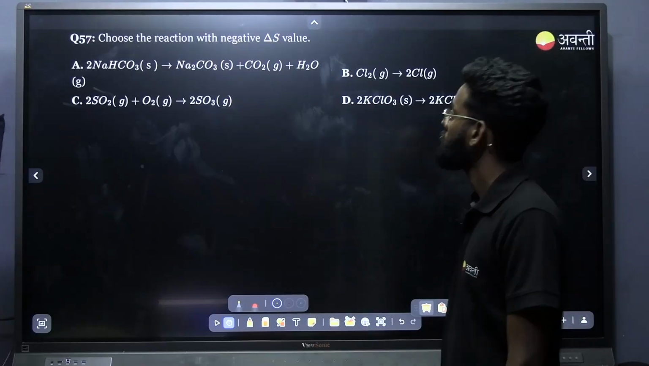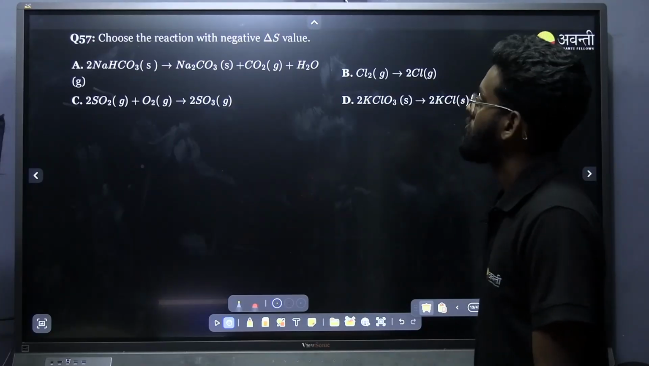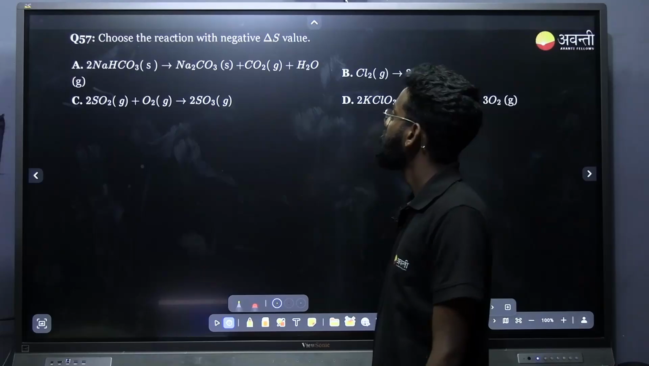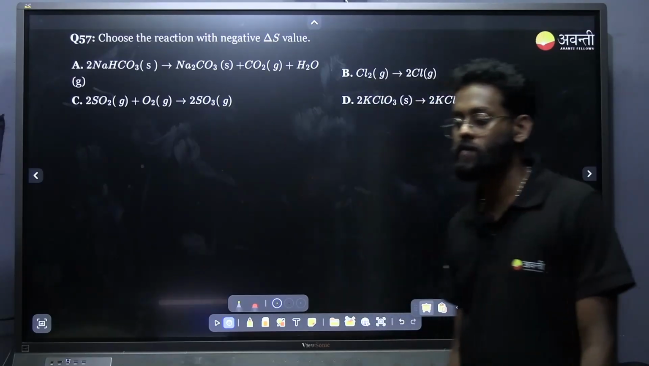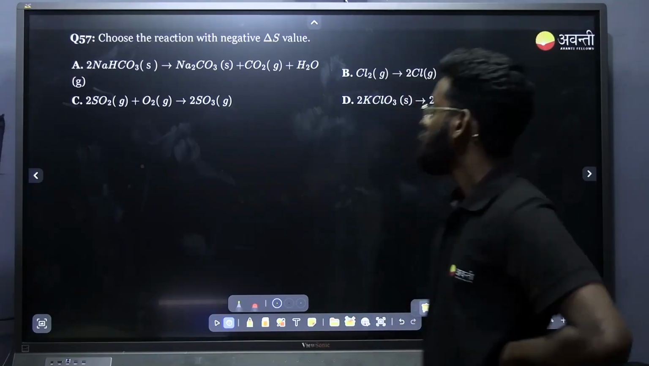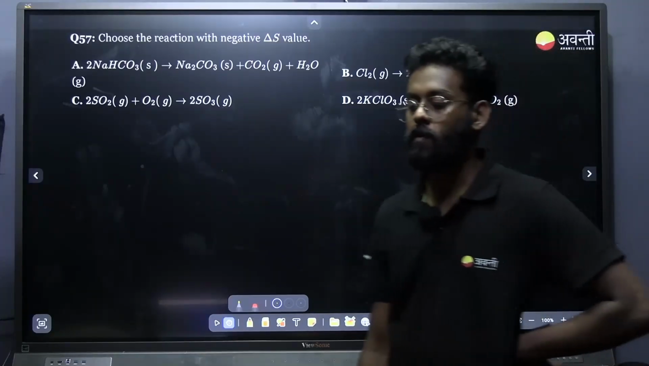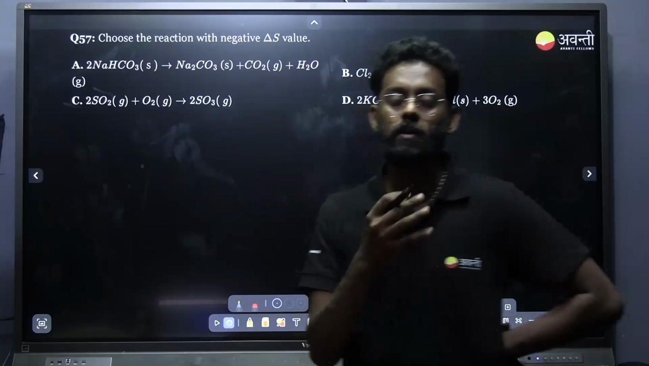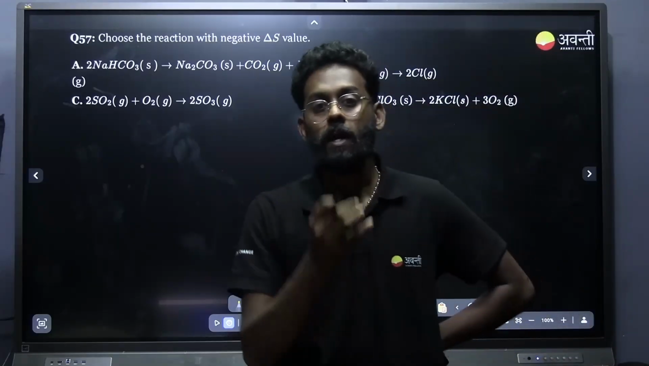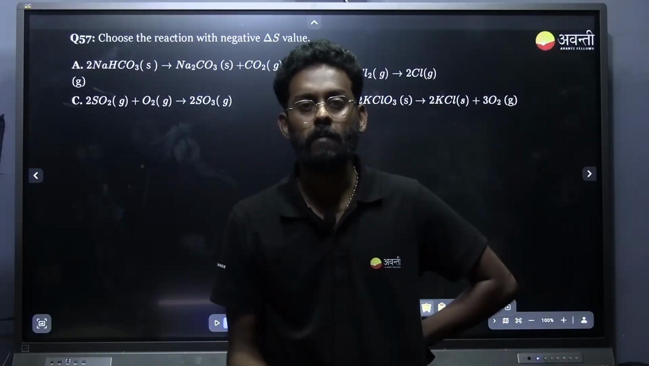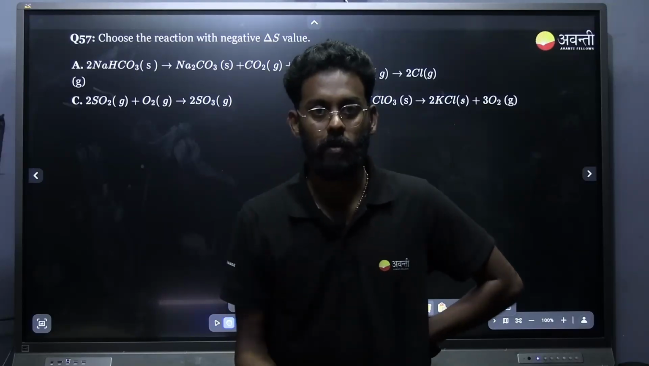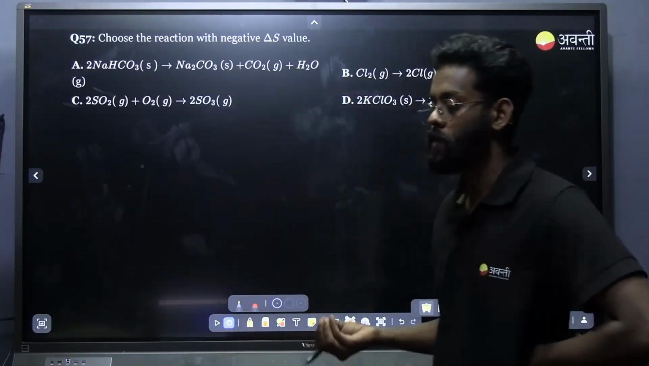I think the same question we did in the class, I guess, in thermodynamics. Choose the reaction with a negative delta S value. Which one will have the lesser delta S value? Wherever the reaction is going with decreasing randomness or decrease in movement, there we can see the entropy will be decreasing.